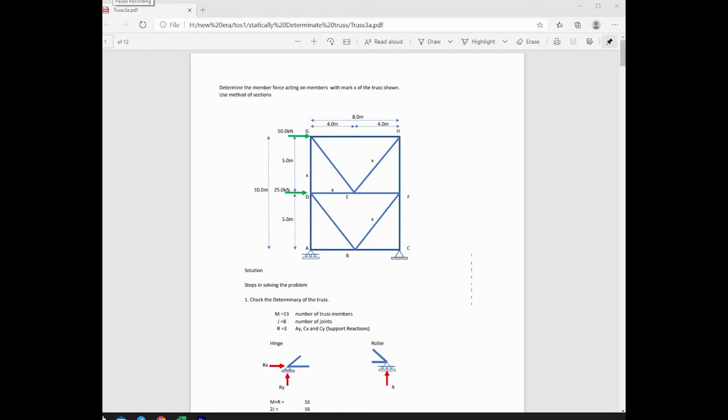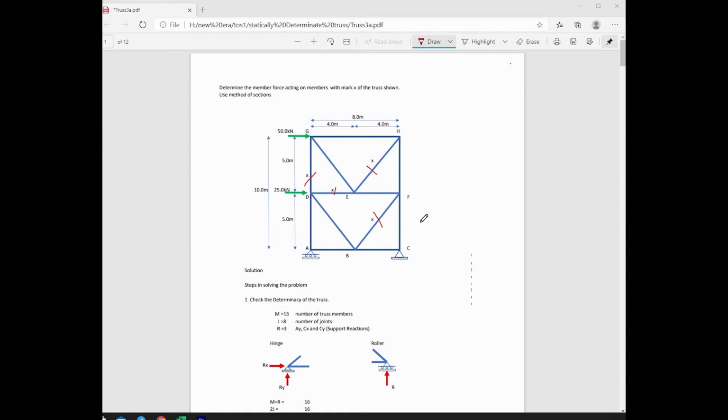We will continue solving examples about statically determinate plane trusses using the method of section. So here is our next example. The requirement of this truss is to solve for member force DG, DE, HE, and BF.